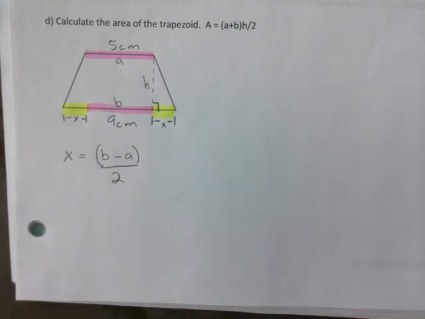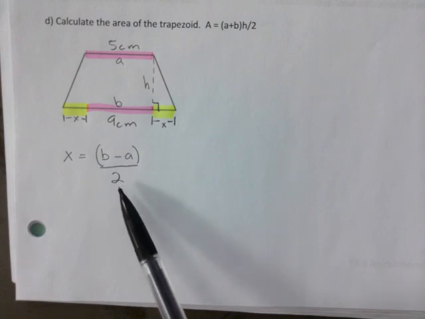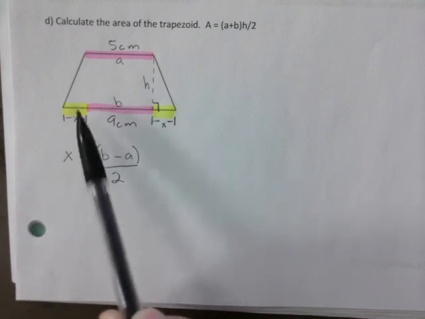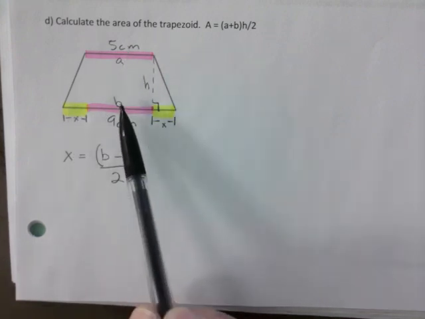You do not do this with a right trapezoid. You don't divide by 2 with a right trapezoid, because with a right trapezoid, you're not going to have the second x here. You're only going to have this piece. So you only need to subtract with a right trapezoid.